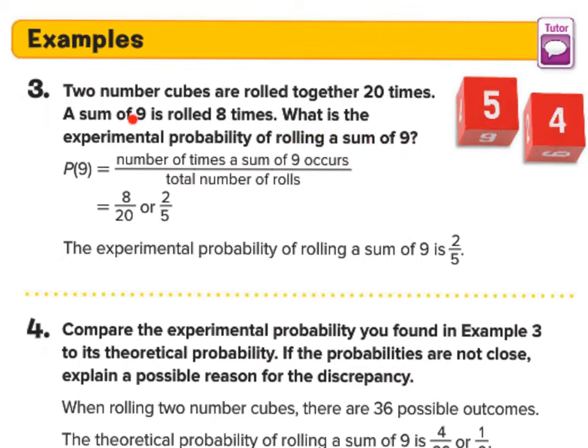Well, the experimental probability, when it's rolled 20 times, right? It was rolled 8 times. So it's going to be 8, the number of times 9 occurred, on top and the total number goes to the bottom, which is 20 times. When you simplify this, you have 2 4s here and 5 4s at the bottom. So 2/5. The experimental probability of rolling a sum of 9 is 2/5. So for every 5 times I rolled it, I should have gotten 9 2 times.